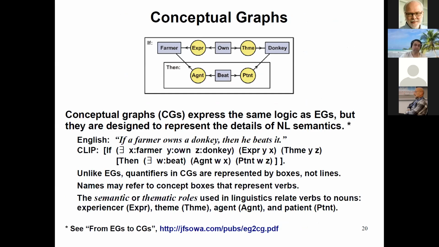And here's conceptual graphs. Now, conceptual graphs go beyond existential graphs by adding more features.